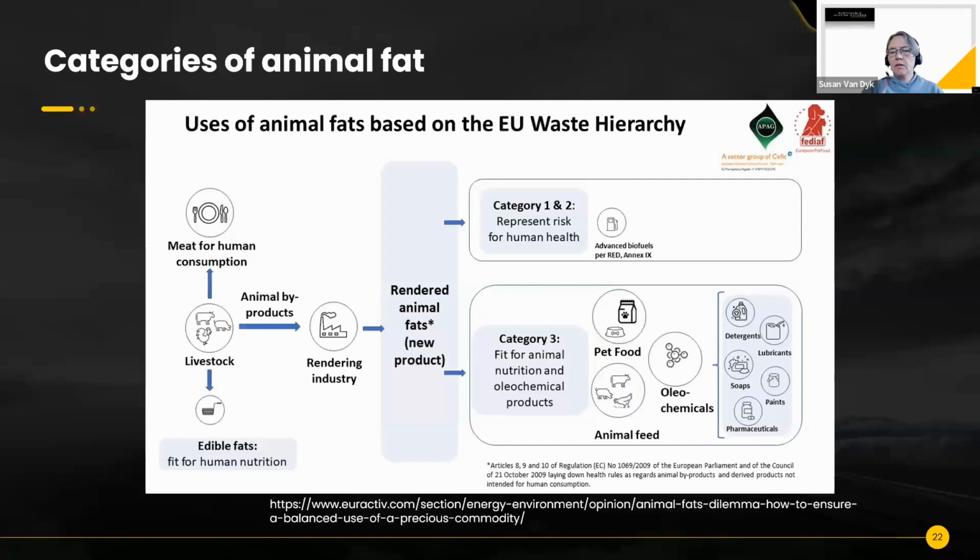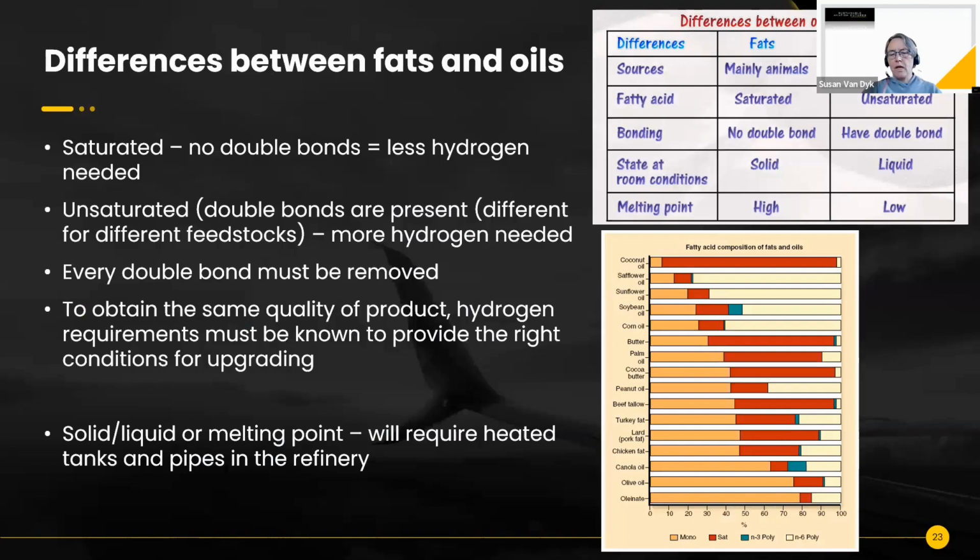Even animal fats called tallow, there are different categories, so category 1, 2 and 3, and this is based on the EU classification. Category 3 is still fit for animal nutrition, but category 1 and 2 represent a risk for human health. And in Europe, you can't use category 3 for biofuel production. But in, say, the US, they don't distinguish between these. You can use tallow. So the fats are sort of cooked to extract the oil and then divided into these categories. So there's quite a big difference between fats and oils.